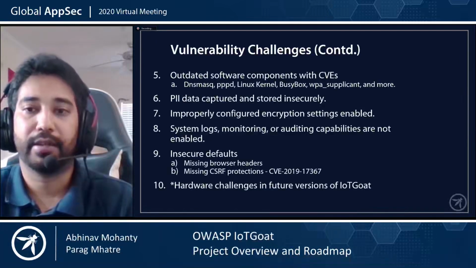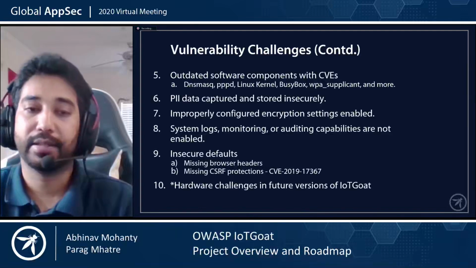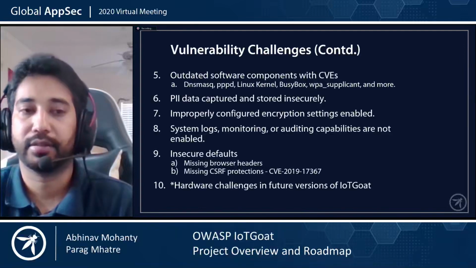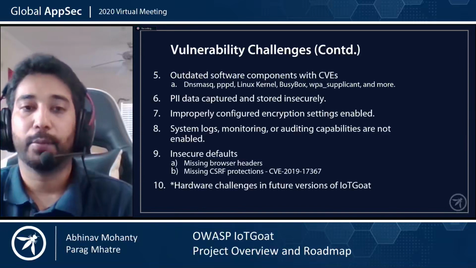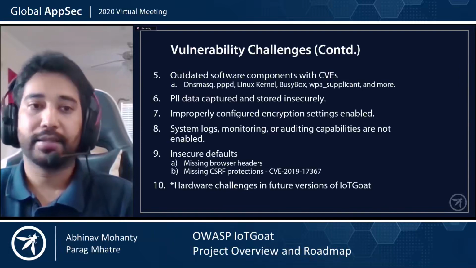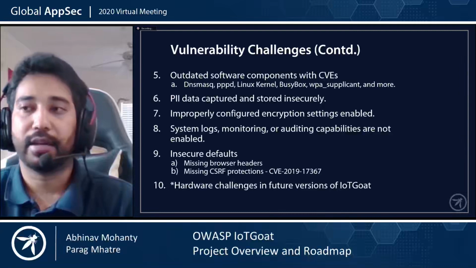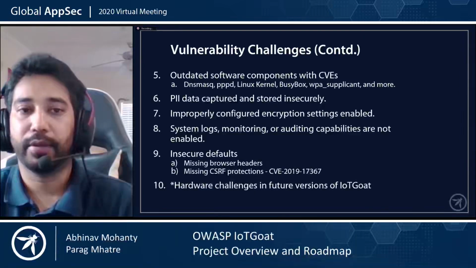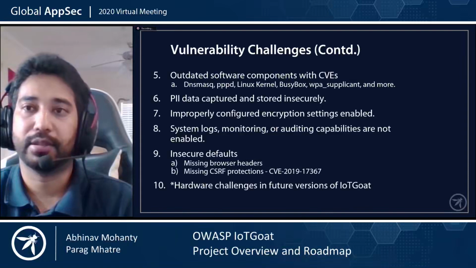Browser headers that prevent framing have been removed in certain places, and these can be combined with missing CSRF protections to launch disastrous cyber attacks. One example of this is that a hacker could inject arbitrary firewall rules and can take over your entire router as well. For future versions of IoTGoat, we also plan to include hardware challenges and open boot vulnerabilities as well.